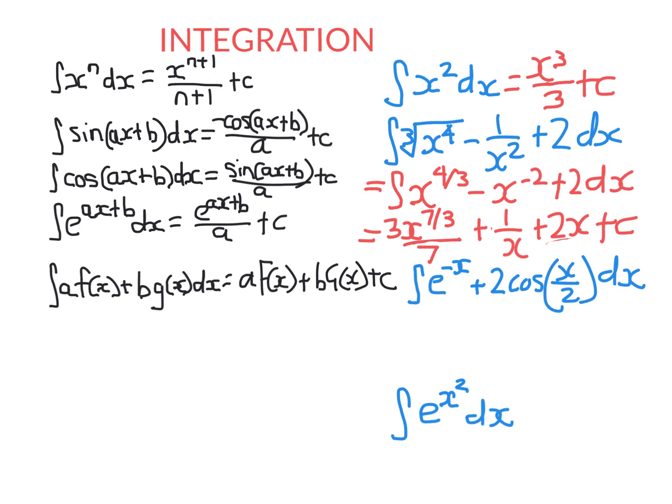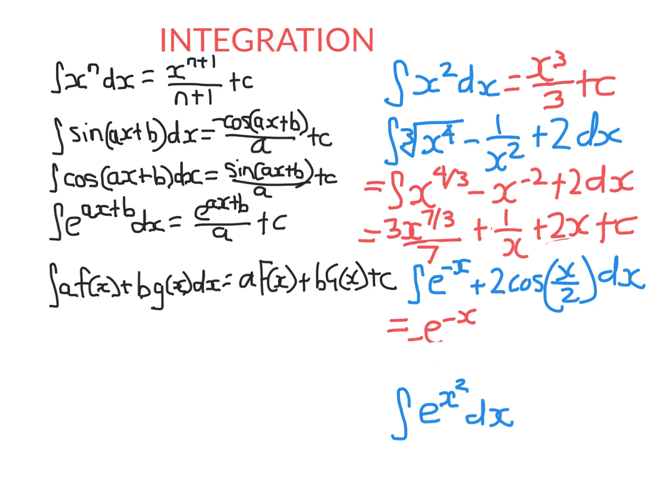All right, let's go ahead and do this one here. So for the integral of e to the negative x, we're using this rule here. Here a is negative 1, b is 0. So the integral of e to the negative x is going to be e to the negative x divided by a, and a was negative 1. Of course, I can just write that as negative e to the negative x.